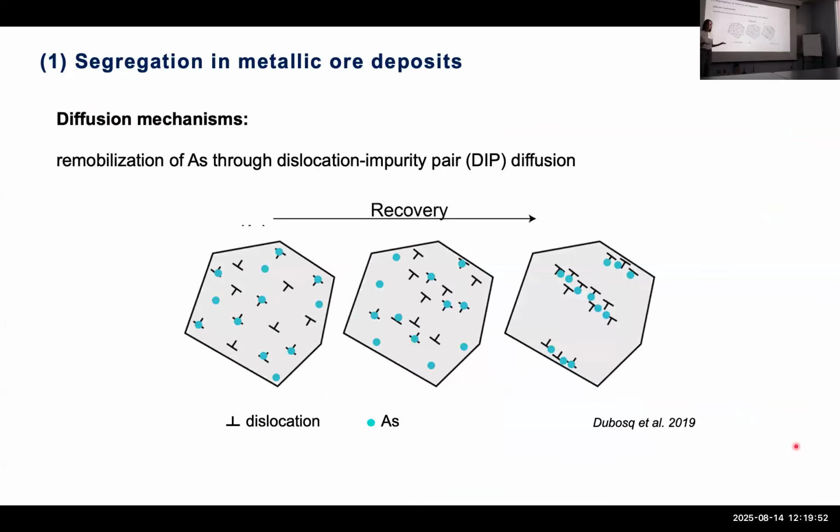And so, for our enrichment model, we said that the remobilization of arsenic occurred through diffusion. We start with arsenic that is already in solid solution within the pyrite crystal lattice, and deformation introduces defects, dislocations. These dislocations attract the arsenic within their core as they migrate through dislocation creep processes, and this leads to the enrichment of arsenic along low-angle grain boundaries or subgrain boundaries.